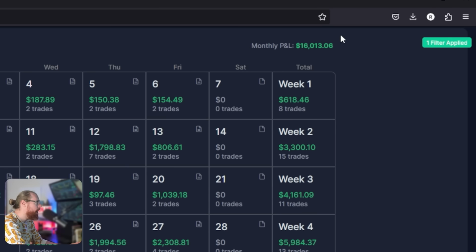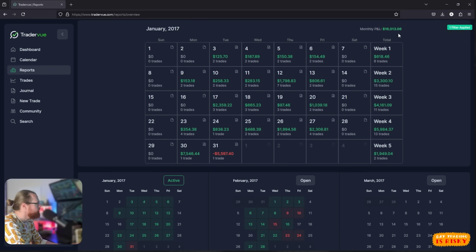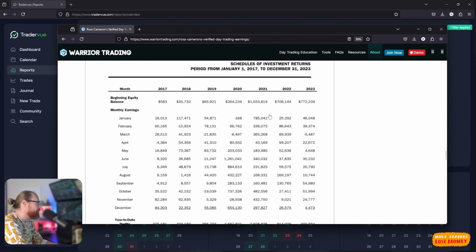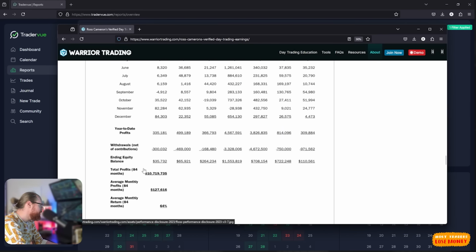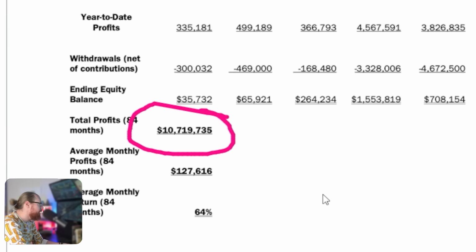I far outpaced the amount of money I could have made if I'd been trading with a PDT account or a cash account in the US. No question about it. I mean, $60,000 in such a short period of time is unreal. And of course, as many of you know, this account has now grown to over $10 million in profit.